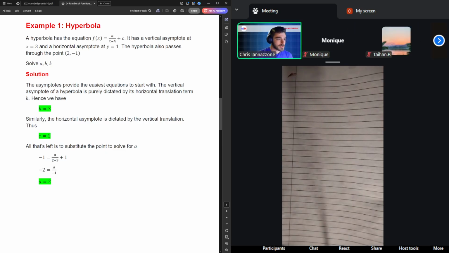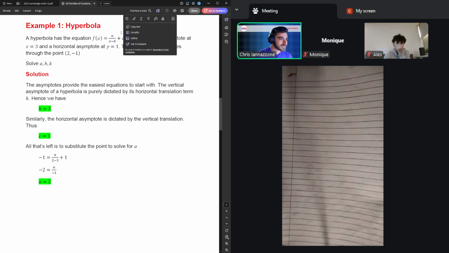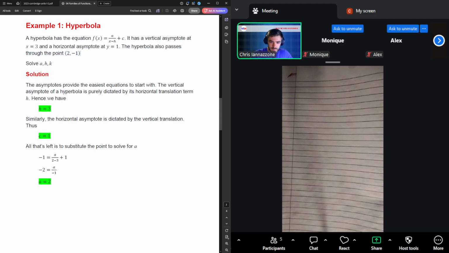So for now, what I've got here is a fully generic hyperbola. There's literally nothing that is known about it in the function itself. From there, we're told some additional information. Namely, we have a vertical asymptote, horizontal asymptote, and a point that we've passed through.